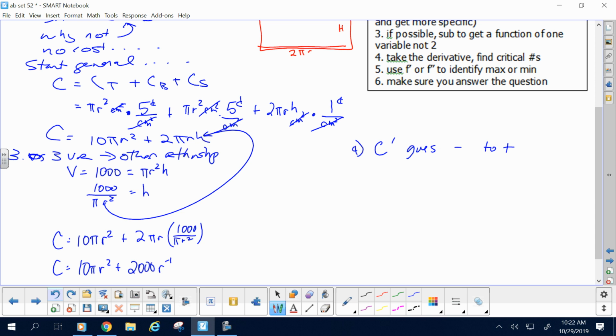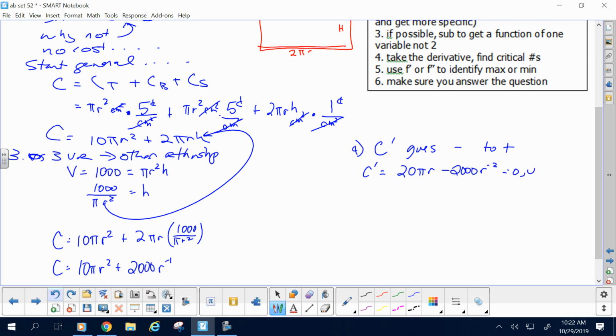All right, what is C prime? Am I differentiating with respect to time or just the derivative of C with respect to r? How embarrassing. With respect to r. So 20 pi r minus 2,000 r to the negative second. We want to know where this is 0 or undefined.